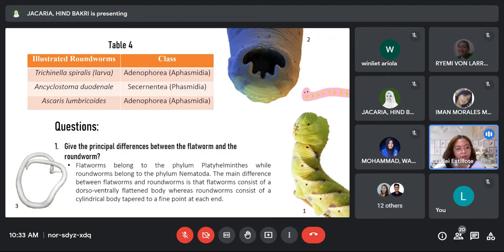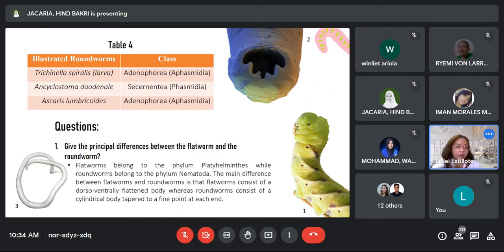So in the table, the Trichinella spiralis or the larva is in Adenophoria or the Aphasmidia, and the Ancylostoma duodenale is in class Phasmidia, and the Ascaris lumbricoides is in class Aphasmidia.